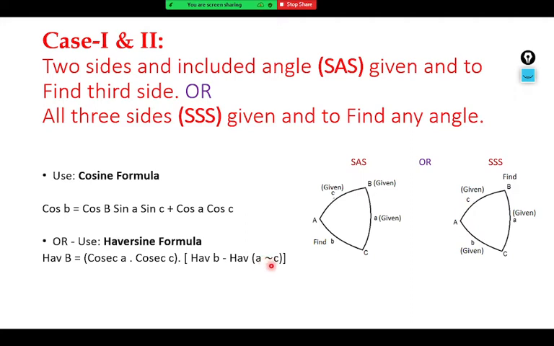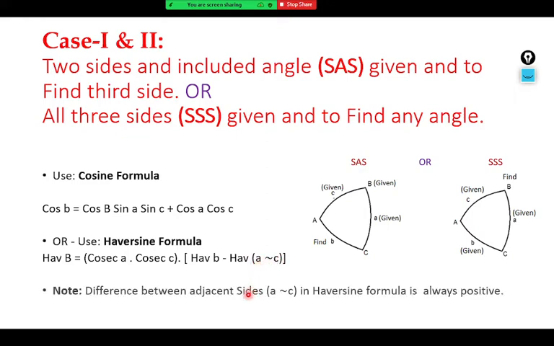Now this a minus c, you can read just a minus c. Why is this minus sign written this way? The reason is you have to take the positive difference only. Means if a is greater than c, you will take a minus c. But suppose c is greater than a, you should take c minus a. That is the only thing written here. The difference of a minus c is always positive.